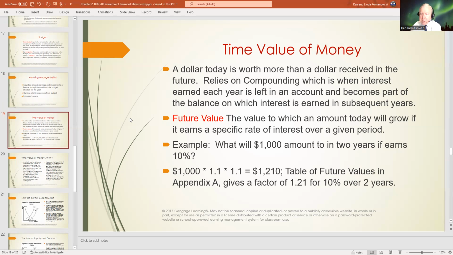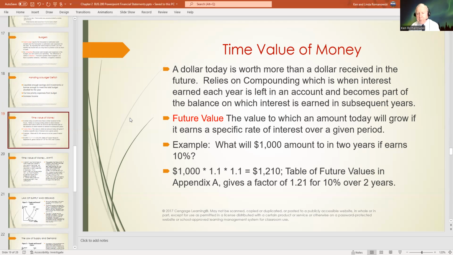If you have $1 today, you can invest that money or put it away into a savings account and earn interest for that period of time. The future value refers to an amount that it's going to be in the future. So the value that you have today will grow to a certain amount. That amount that it's going to grow to is your future value.